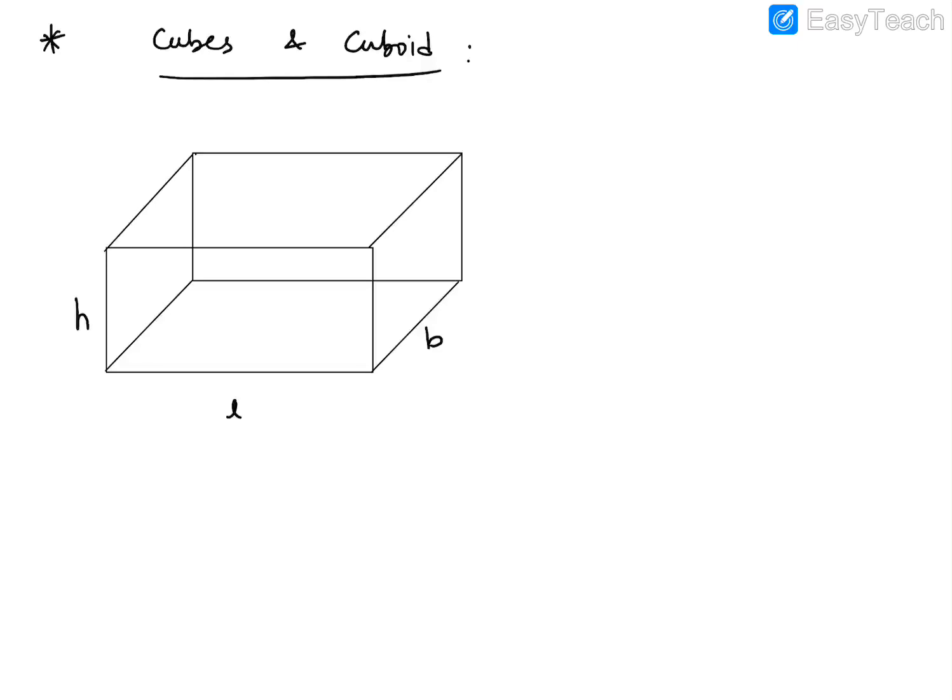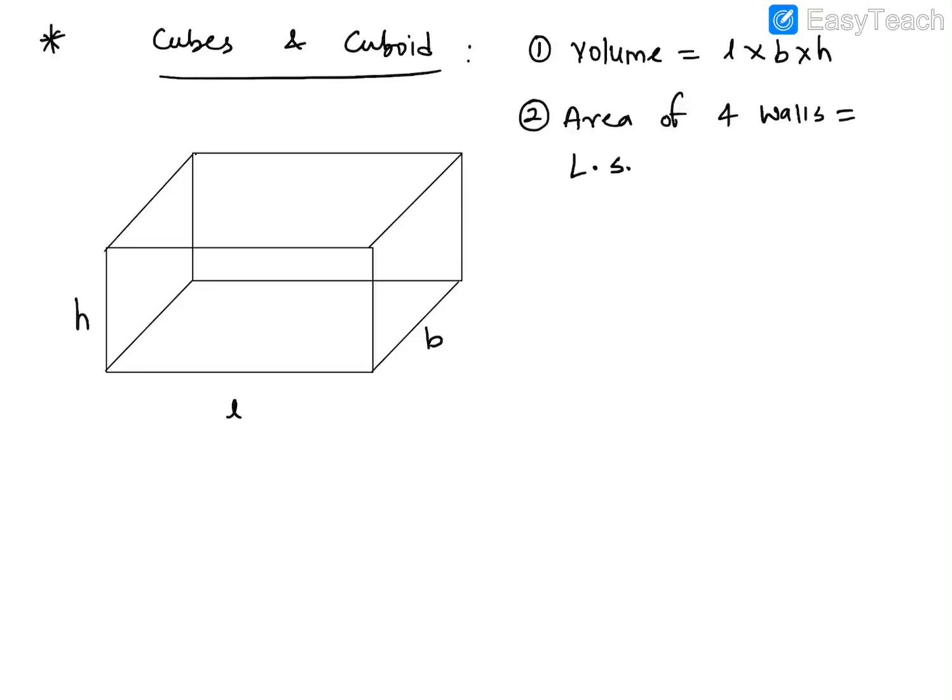Now, if they ask us, the first question is how do you find the volume of a cuboid? The formula for volume is length into breadth into height. Number 2 is how to find the LSA, also called the area of 4 walls. The vertical surface you can see here is called the area of 4 walls, or LSA, meaning lateral surface area. That is equal to 2 times (L plus B) into H.